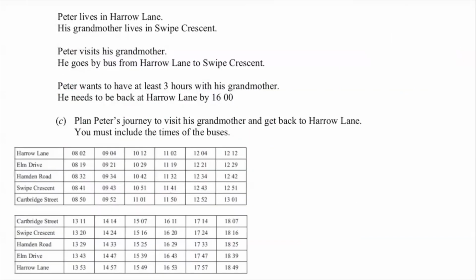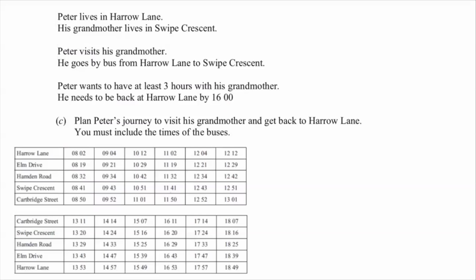Okay, we've got a lot of detail about Peter's journey. I've put the timetables onto the page next to the question to make it easier to explain how we do this. The best way to do it is actually to do it backwards. The only time that we've been given in the question is when he needs to be back home after his day with his grandmother.